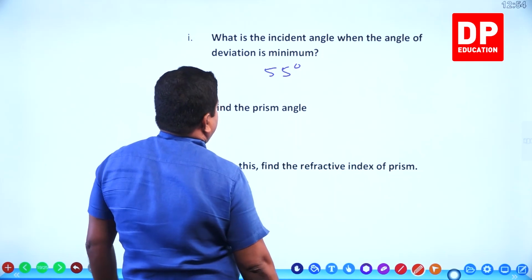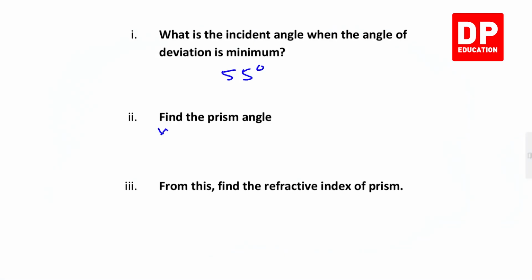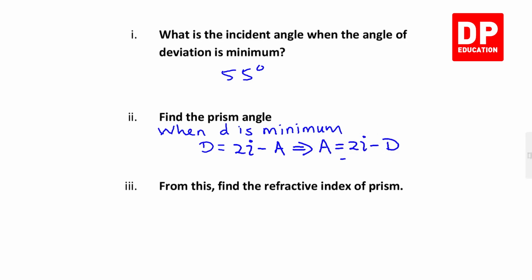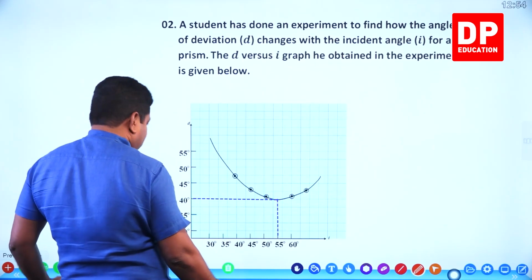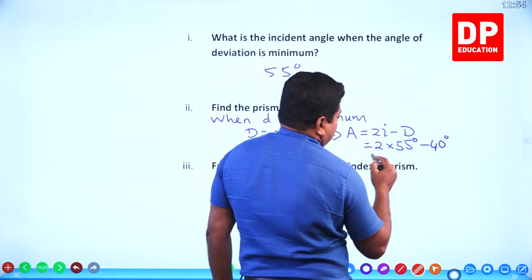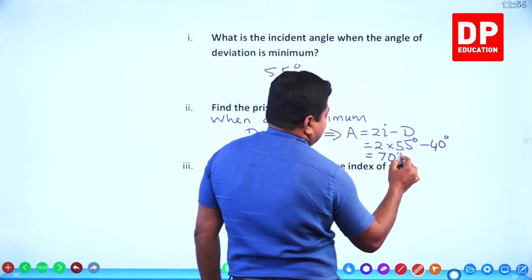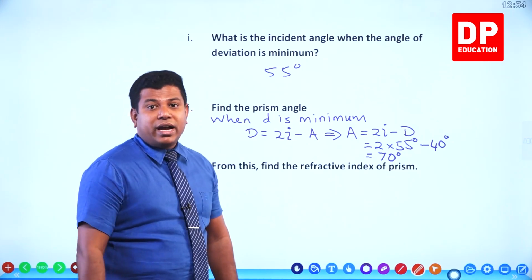Find the prism angle. You know, prism angle will be found when D is minimum. When D is minimum, D will be 2I minus A. From this you can say A will be 2I minus D. 2 into I is 110 degree. Minimum deviation also we can find easily from the graph. 40 degree. That is 110 minus 40. 70 degree is what you are getting as the prism angle.